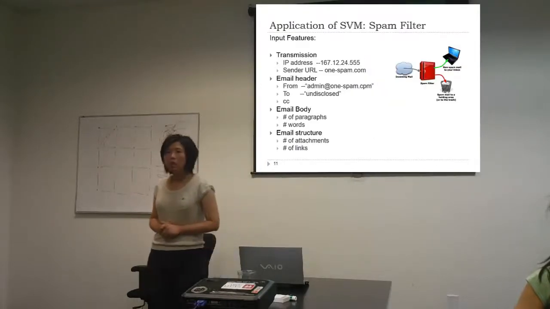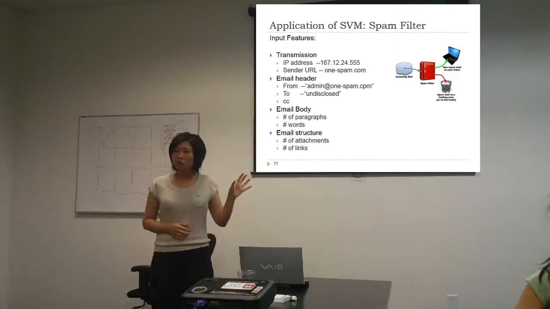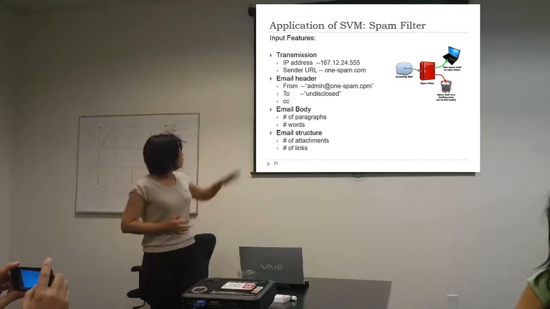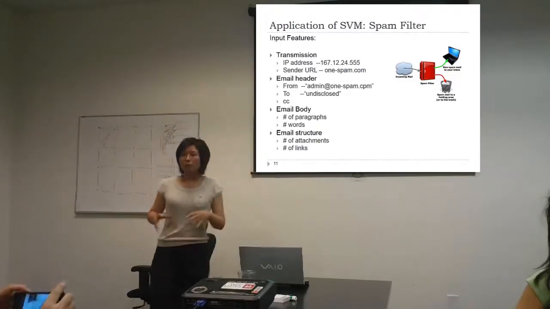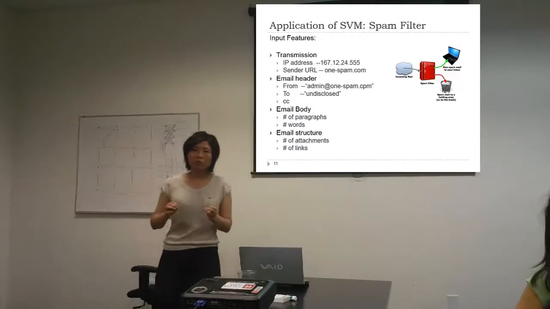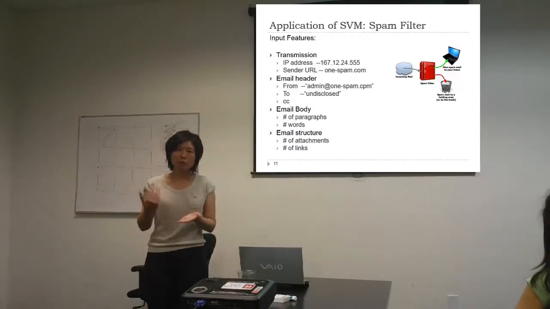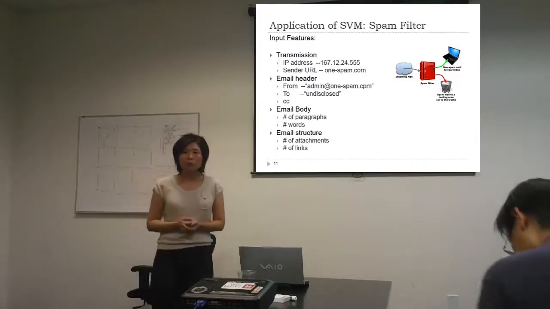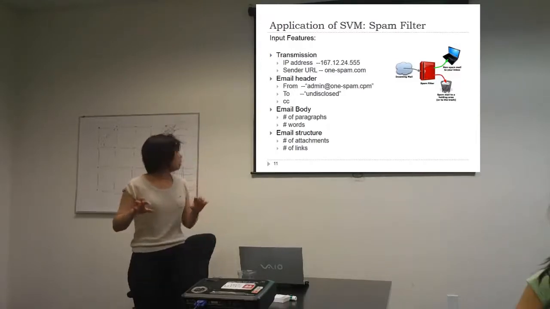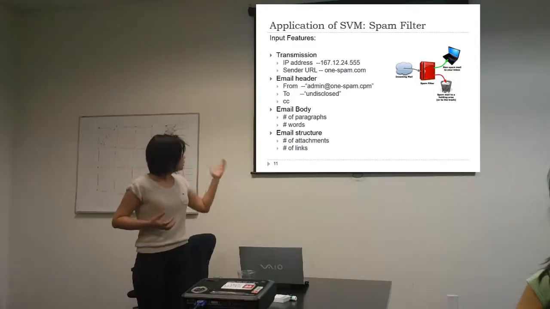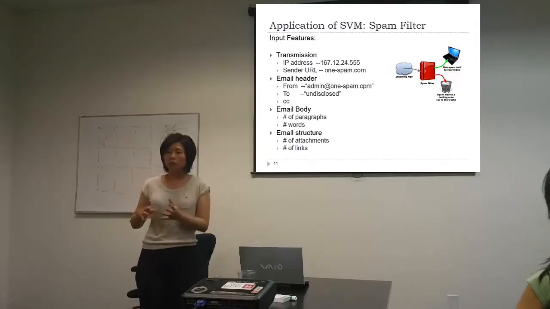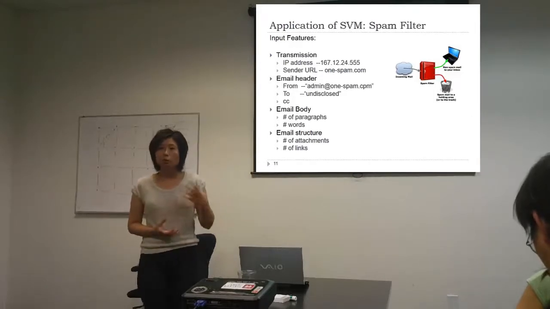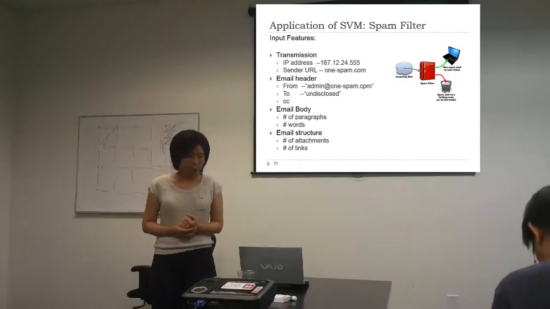SVM now has a very heavy application in spam filters. In spam filtering, this is the information you can use to build the classifier. Where does this email come from? What's the sender's IP address, the URL, or other information? What's in the title? What's in the header? And then what's in the email body? All these are part of the features you feed into a classifier. Then you can build an SVM classifier.